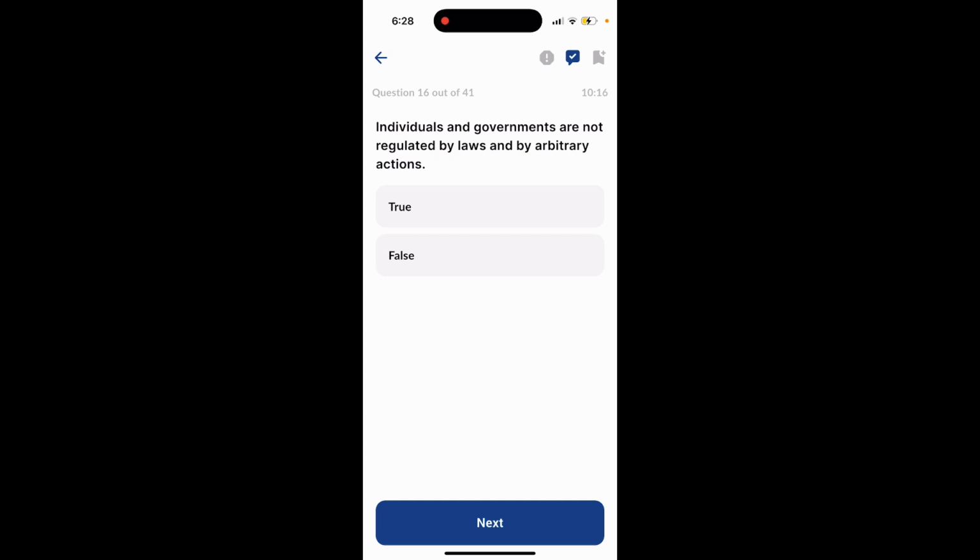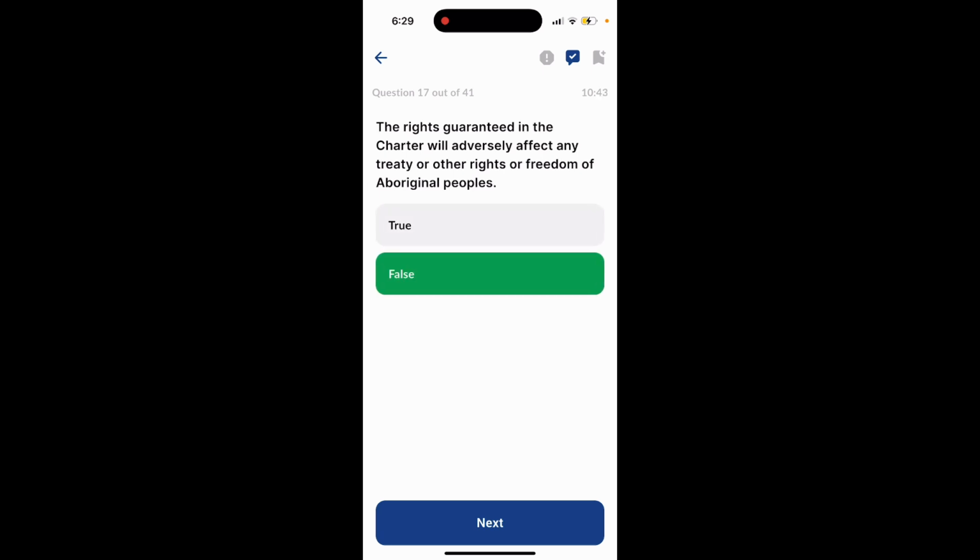Individuals and governments are not regulated by laws and are free to take arbitrary actions. Is that true or false? That is false. The rights guaranteed in the Charter will adversely affect any treaty or other rights or freedoms of Aboriginal peoples. Is that true or false? That is false.